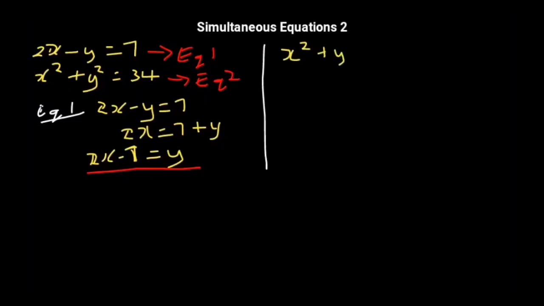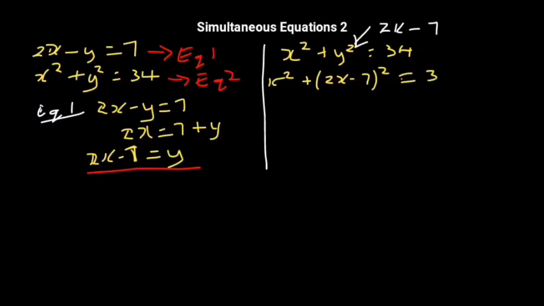Rewriting our second equation, we have x squared plus y squared is equal to 34. We have our y squared value. So where we see our y squared, we're going to input our value for y, which is 2x minus 7. Rewriting our equation, we have x squared plus, we're going to put in bracket 2x minus 7, squared, sorry, let's not forget that, is equal to 34.